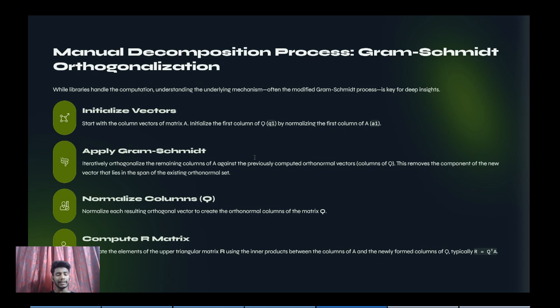Compute the R matrix. So calculate the elements of the upper triangular matrix R using the inner products between the columns of A and the newly formed columns of Q. So typically R is equal to QᵀA.